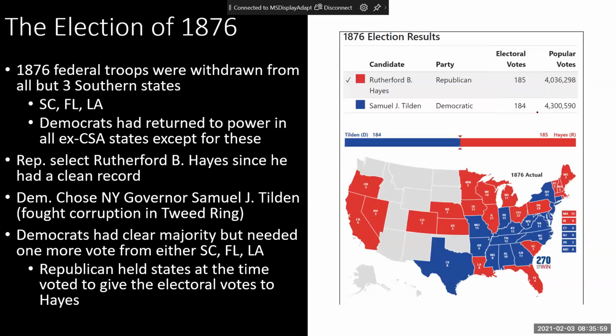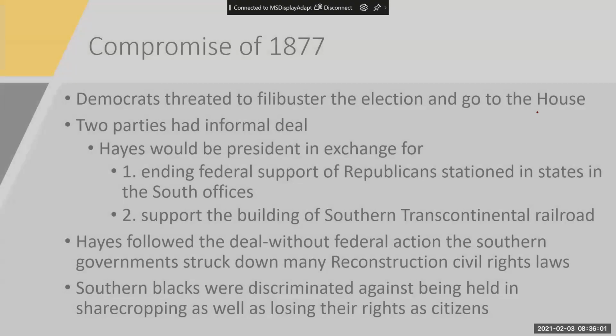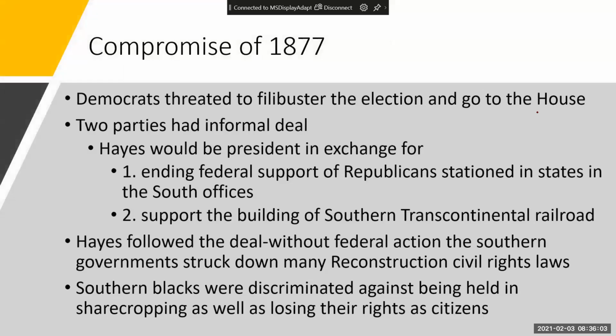With that happening, the Democrats were threatening to basically have a filibuster to say, we're going to challenge the election, and we are going to send the vote to the House, just like how normal tight elections happen when no one's the clear winner. And if that happened, the Democrats would have won. But there is a secret deal that occurs.